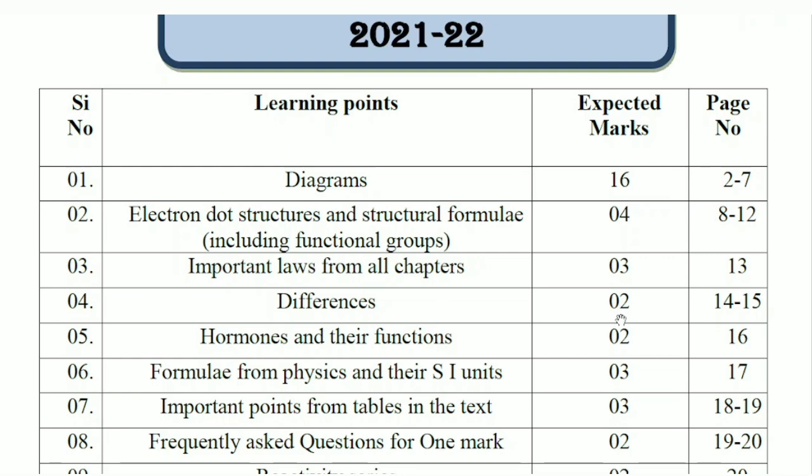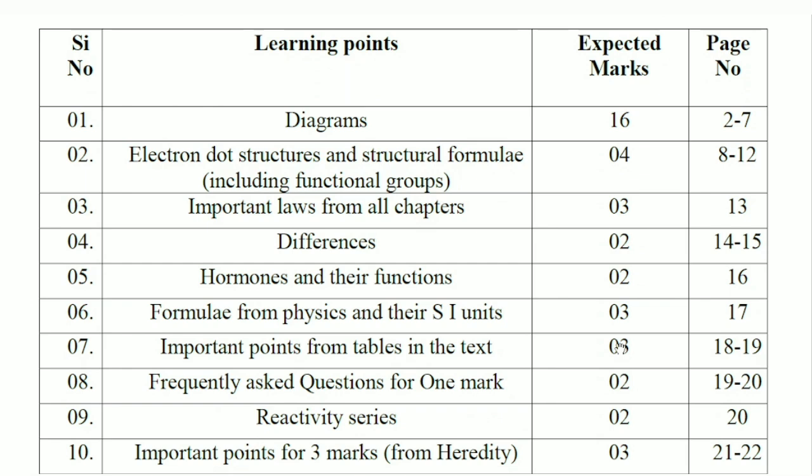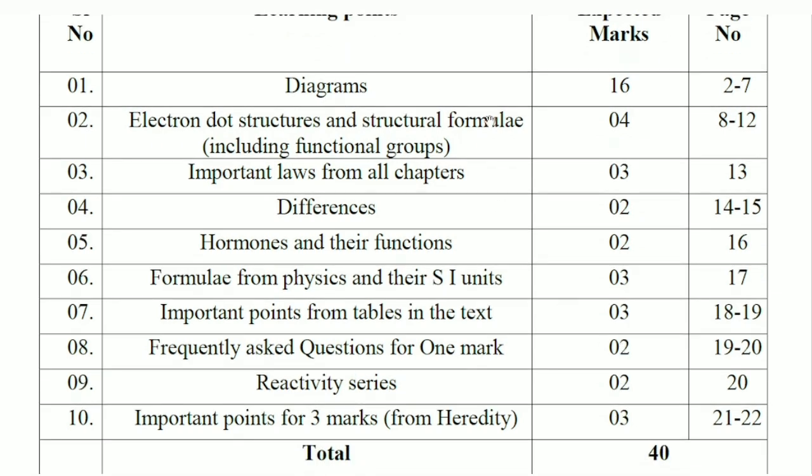And the next one is hormones and their functions. 100% they will ask about hormones. Even in the model question paper also, they asked in the biology first question only, in the MCQ part. Which type of hormone is present in the plant, also they asked. So hormones and their functions, not only in the plants, even in human beings also. For that they will ask 2 marks.